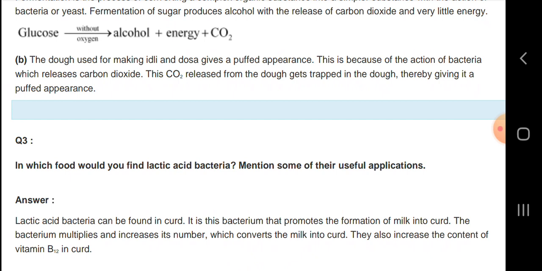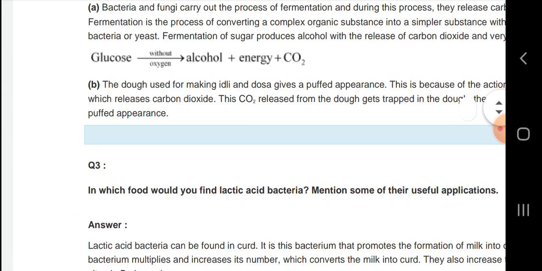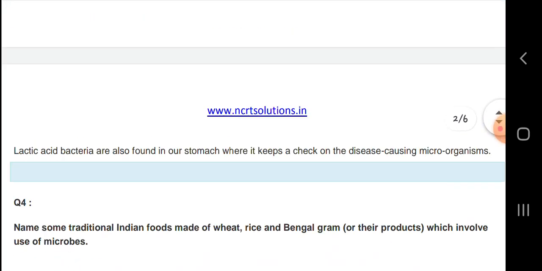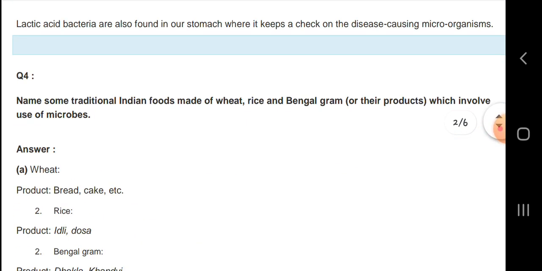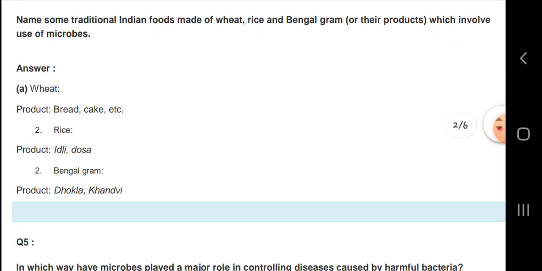In which food would you find lactic acid bacteria? Let us know about their useful application. Lactic acid bacteria can be found in curd. As we learned, we can take the curd to our biology laboratory to test the bacteria. It is the bacterium that promotes the formation of curd from milk. Lactic acid bacteria are also found in our stomach, which helps kill the disease-causing microbes that are present on the food.